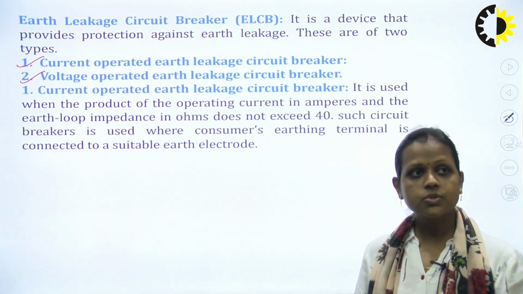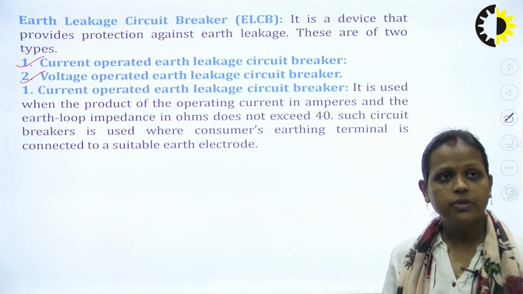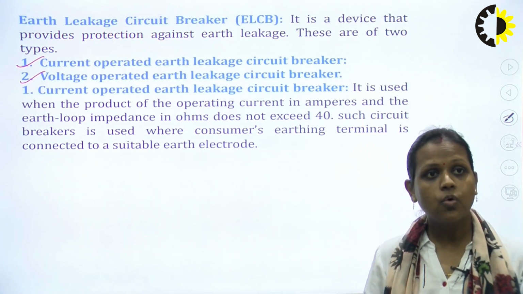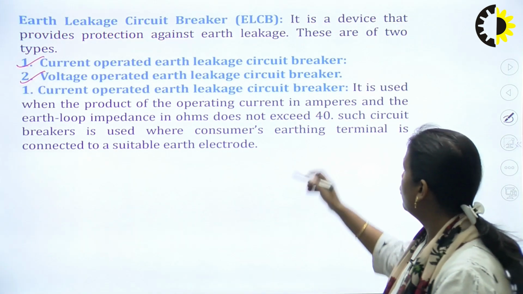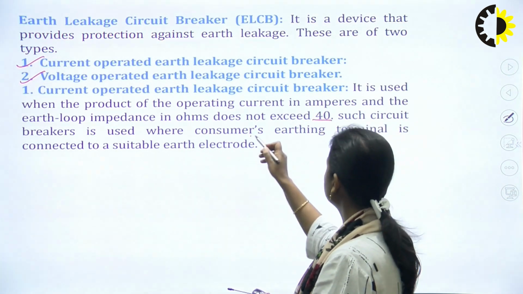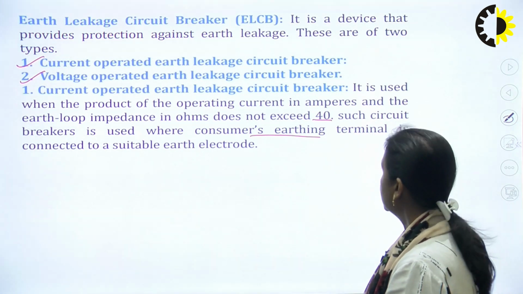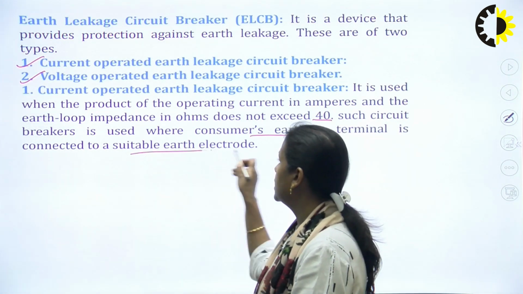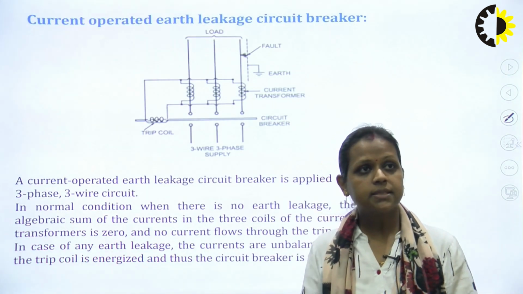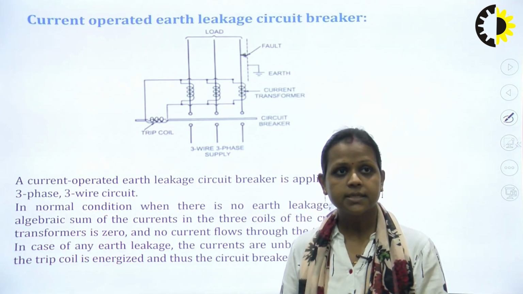It is used when the product of the operating current in amperes and the earth loop impedance in ohms does not exceed 40. Such a circuit breaker is used where the consumer's earthing terminal is connected to a suitable earth electrode, right?